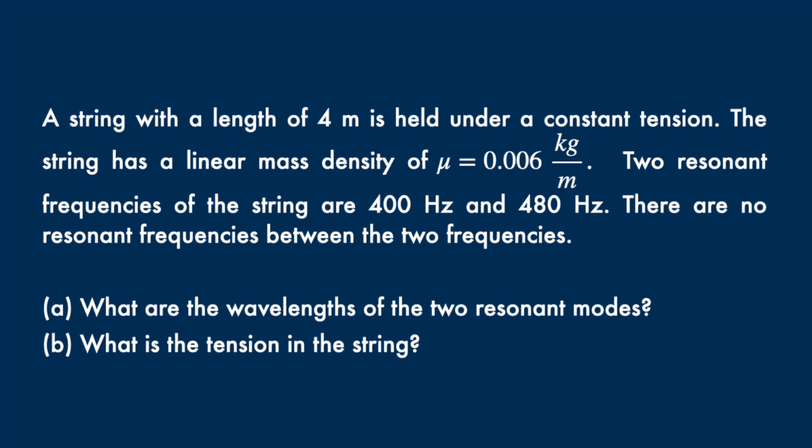A string with a length of 4 meters is held under a constant tension. The string has a linear mass density of 0.006 kilograms per meter. Two resonant frequencies of the string are 400 Hz and 480 Hz, and there are no resonant frequencies between those frequencies. A. What are the wavelengths of those two resonant modes, and what is the tension in the string?